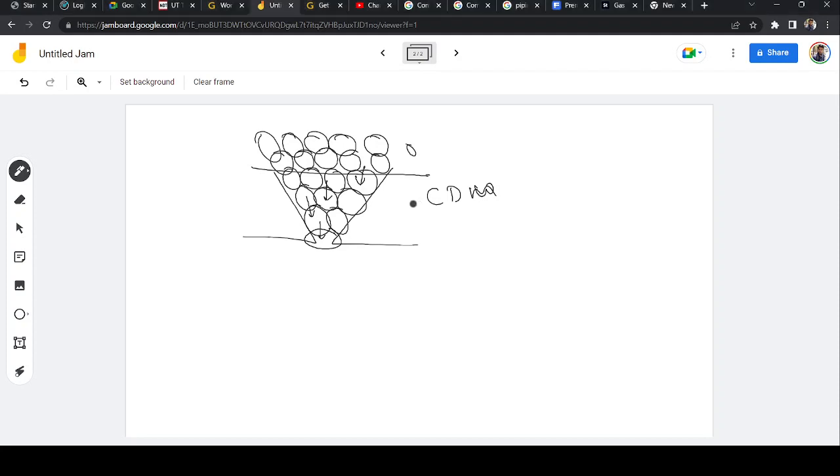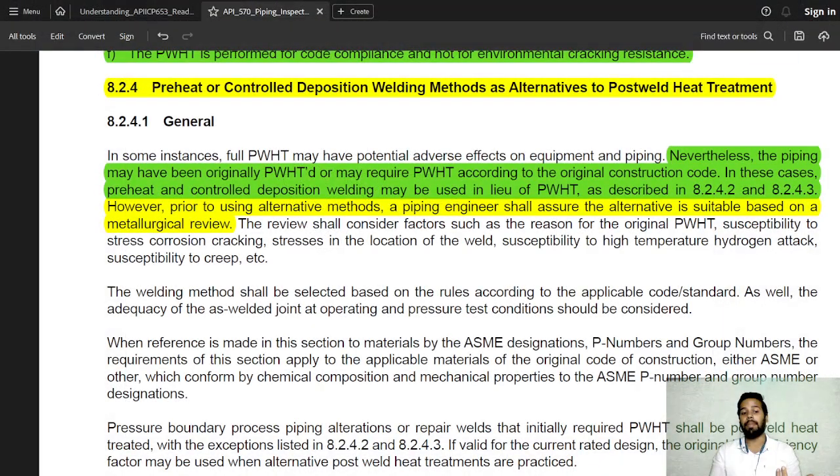Okay, so it's something like this. Depends on whether you want to do post-weld heat treatment or not. If you do controlled deposition, then you would not need to do post-weld heat treatment.